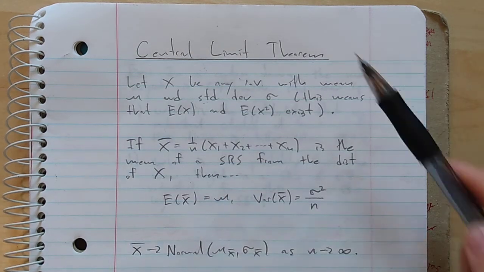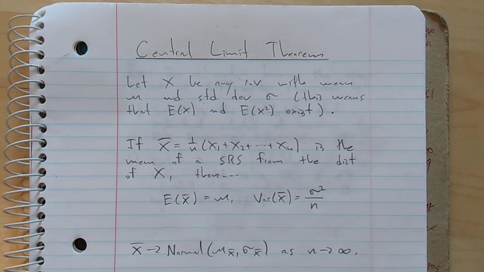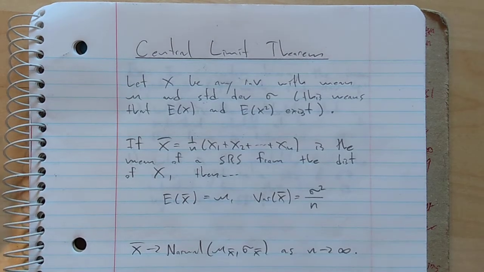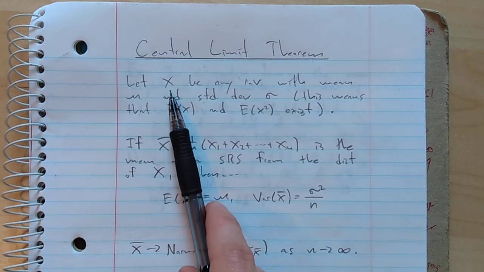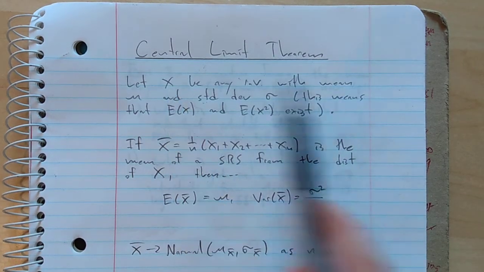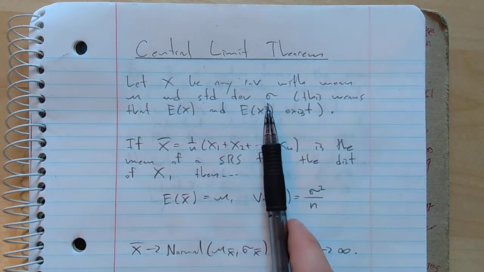Let's briefly discuss the central limit theorem: what it is, what it means, and do a quick example of using it. So the central limit theorem is like the fundamental theorem of statistics. It's really the result that makes a lot of statistics work. What it says is, if you take any random variable, let's call it capital X, with mean mu and standard deviation sigma.